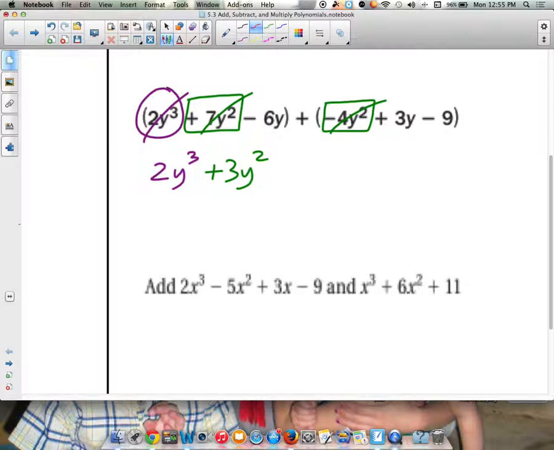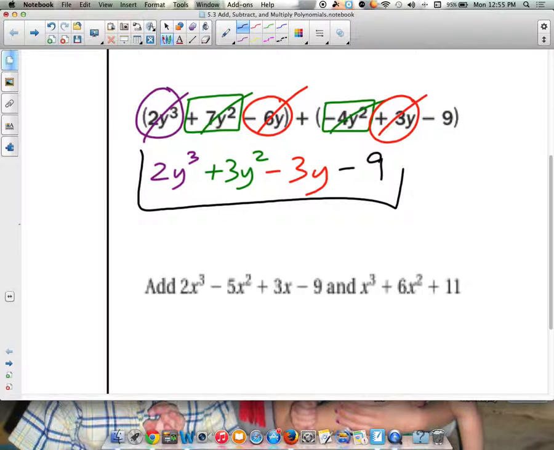Next I have a minus 6y. I'm going to look through the remaining terms, see if there's anything else that has just a y, and there is one. This plus 3y. I'm going to go negative 6 plus 3 gives me negative 3y. And then last of all, there's just this constant by itself. It's a minus 9. I'm just going to bring it down, and then I'm done.